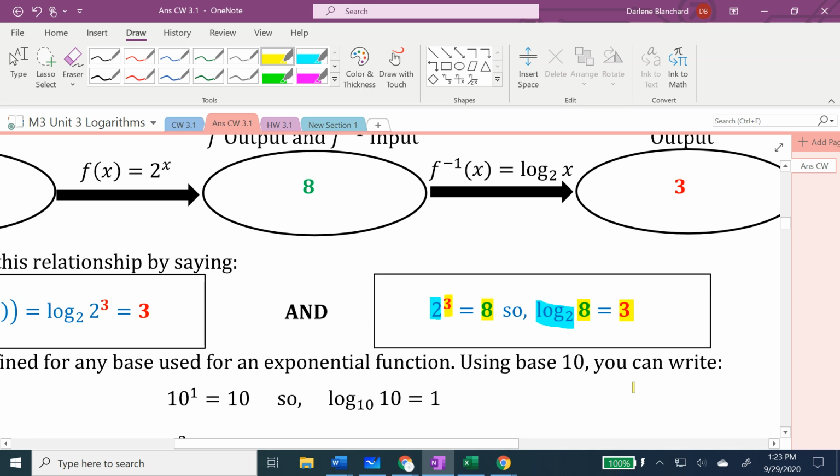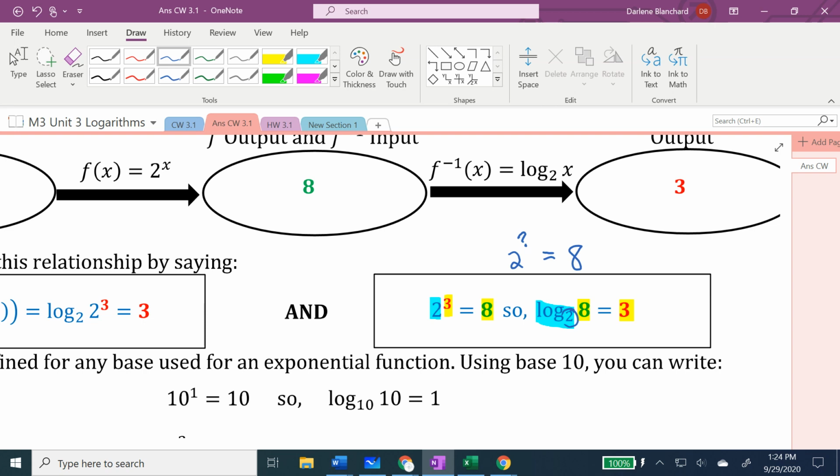As you read logarithms, what you can do is look at the input and ask yourself, I'm going to write some stuff. Look at that number 8 and ask yourself, if I had an exponential function with a base of 2, what exponent would I need to get out the number 8? That's what each of the logarithms is saying.